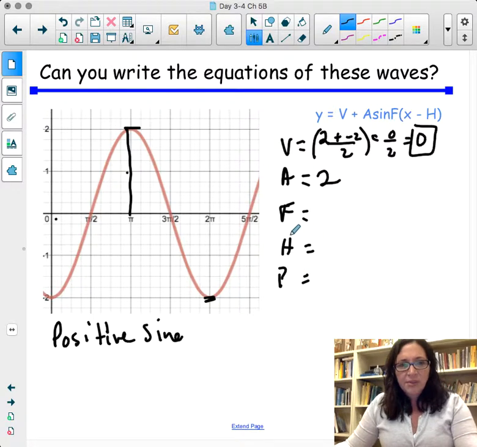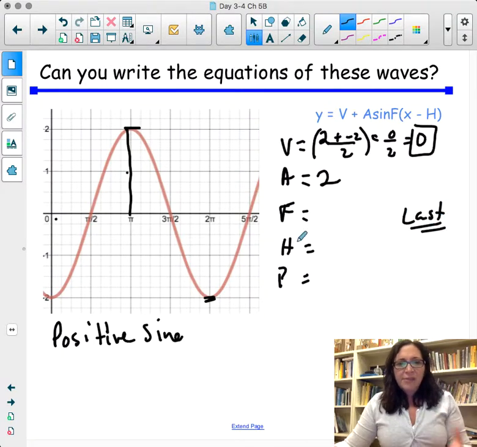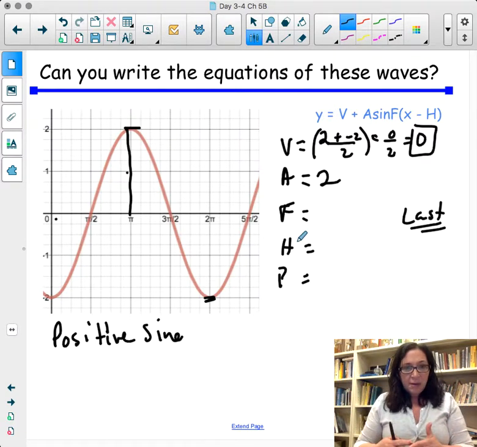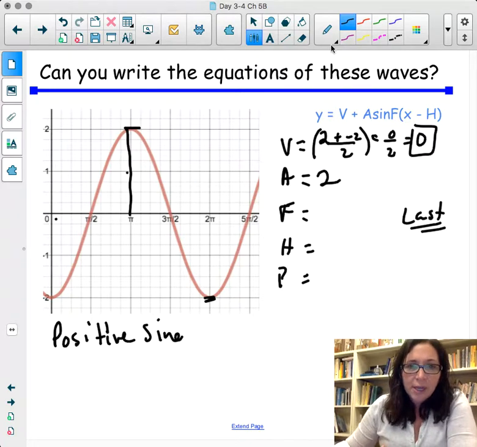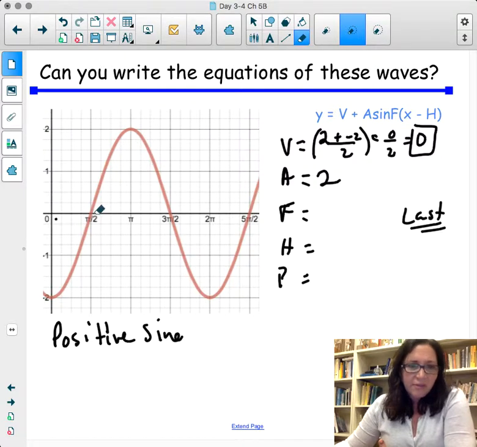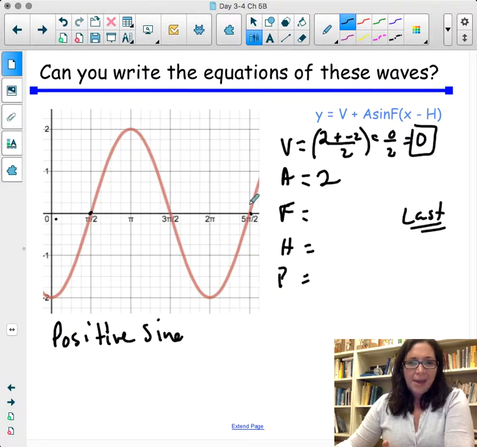Now, my frequency is the length it takes. We're going to do this last. Basically, my frequency is how many of these graphs do I have in a 2 pi period. So what you're looking for is low to low or high to high. So if a sine wave starts at 0, like right here, and ends at 0, how do I know that period?